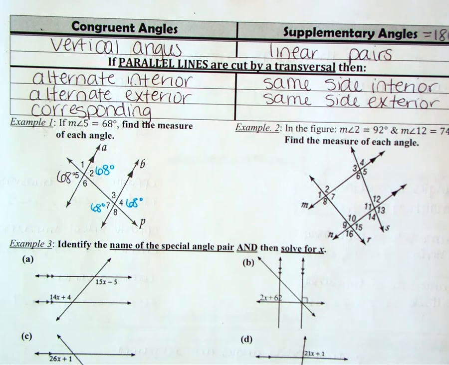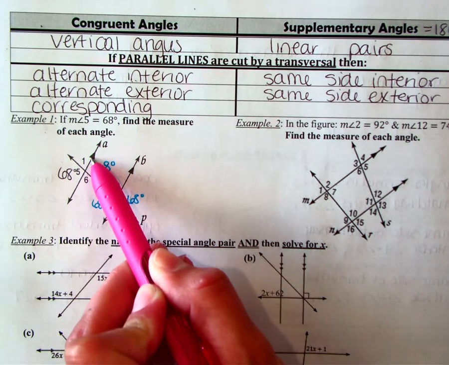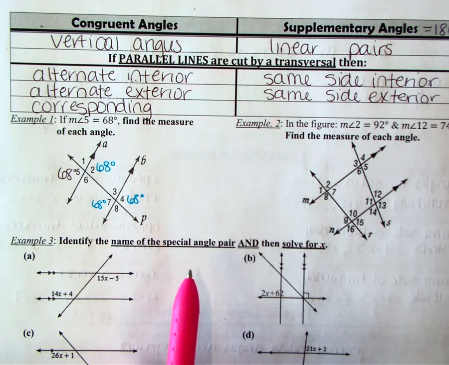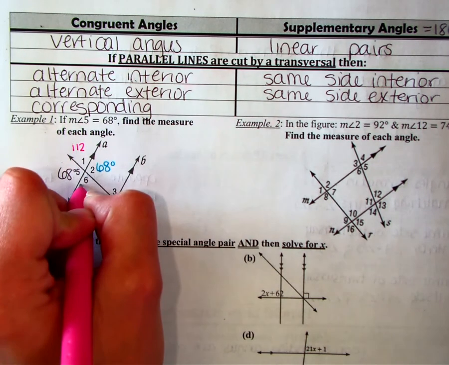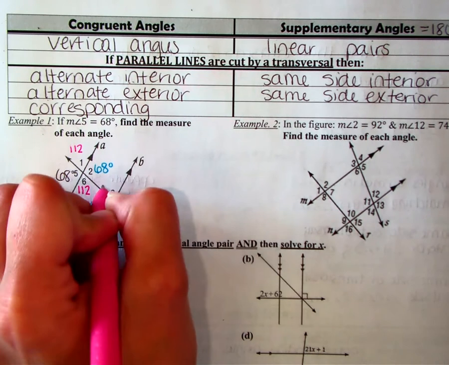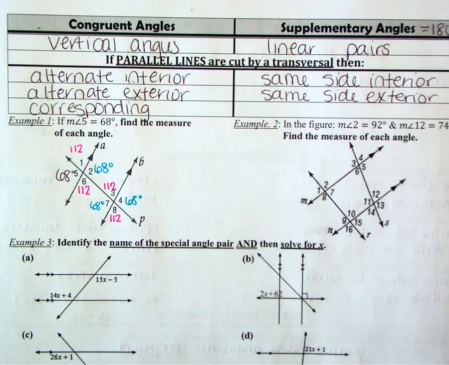To figure out angle 1, 6, 3, and 8, we have to use some sort of relationship to find out that missing piece. So I personally see a linear pair first. I see that angle 1 and angle 5 make a linear pair. So what added to 68 gives me 180? Well, 180 minus 68 is 112. Angle 1 and angle 6 are vertical. 6 and 3 are alternate interior, and 3 and 8 are vertical. 1 and 8 are alternate exterior, congruent. However you want to see it will work.